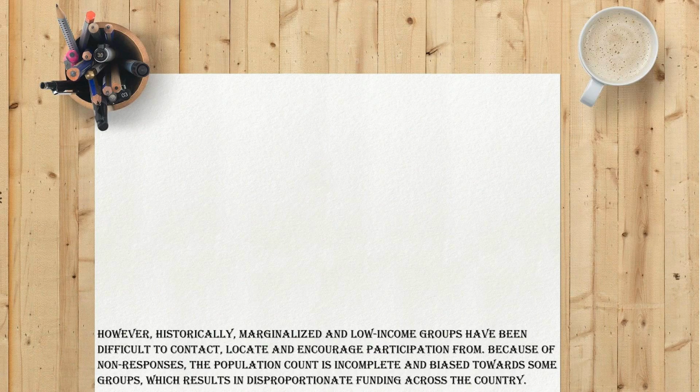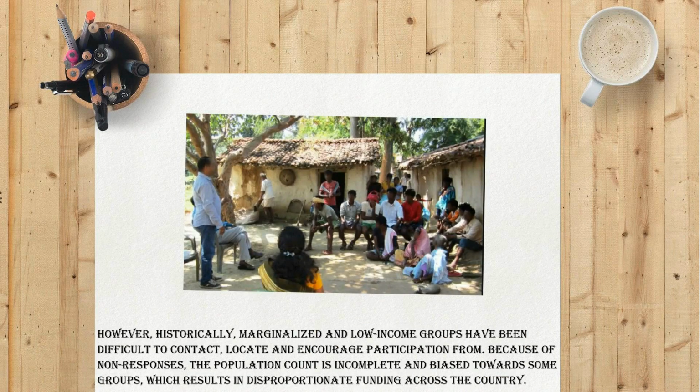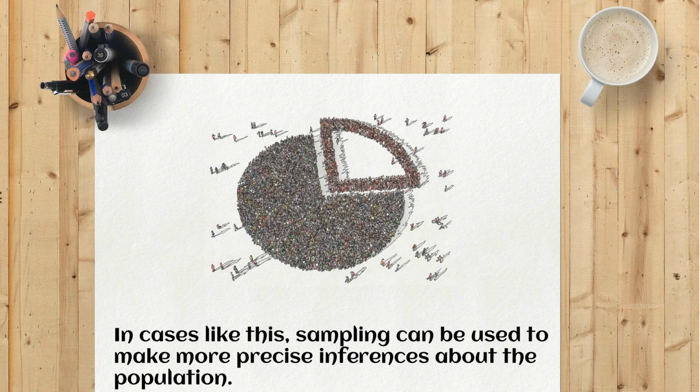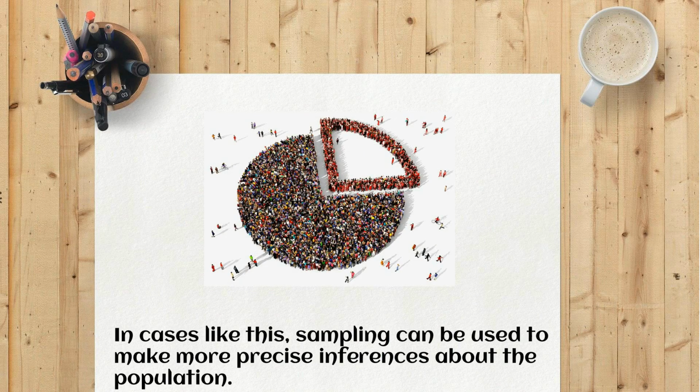However, historically, marginalized and low-income groups have been difficult to contact, locate, and encourage participation from. Because of non-responses, the population count is incomplete and biased towards some groups, which results in disproportionate funding across the country. In cases like this, sampling can be used to make more precise inferences about the population.